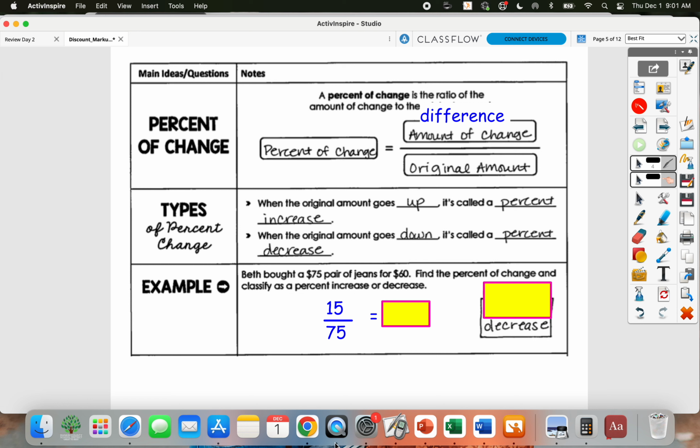All right, so if I want to change 15 over 75 into a percent, what would I do with those two numbers first? Divide them. So 15 divided by 75 would give us 0.2, which is the same thing as 20%. So that would be a 20% decrease in price. That's the percent of the discount. Are there a bunch of ways you can do this? This one, not so much. You pretty much have to subtract them first every time, divide that by the original, then change it to a percent.